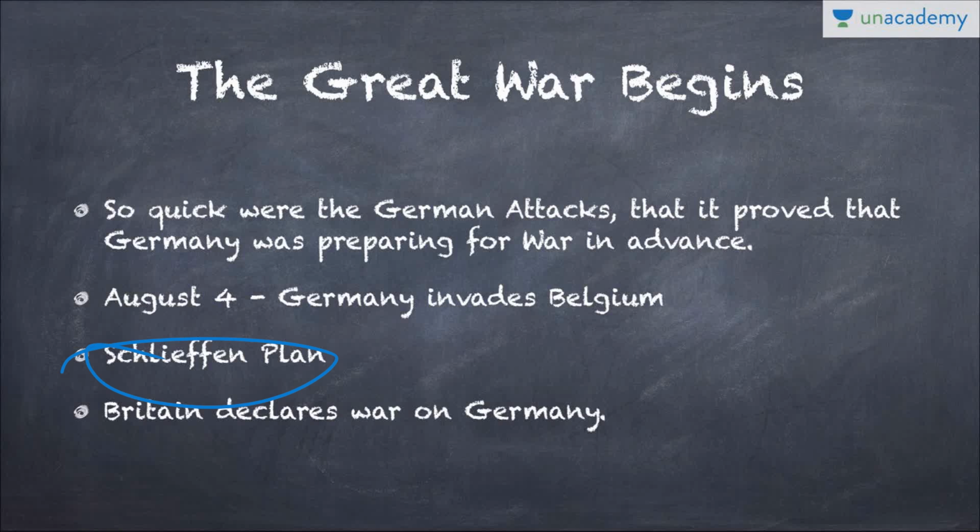So either Germany was first or Germany was second. So the British felt that if Germany wins the war, it will definitely attack Britain to become the supreme power of Europe and the supreme power of the entire world, because Germany had a lot of aspiration. So the best way to stop Germany is to attack right now.